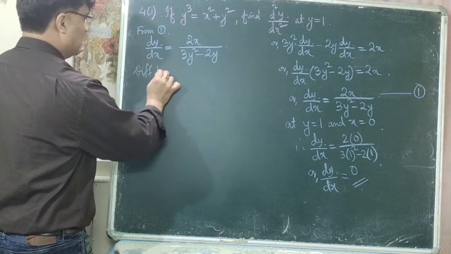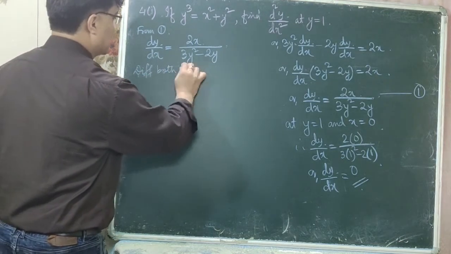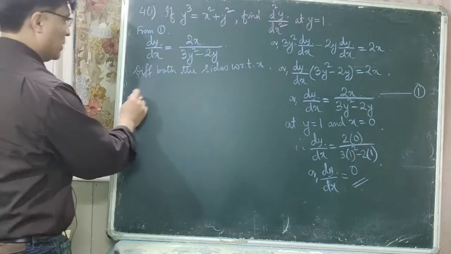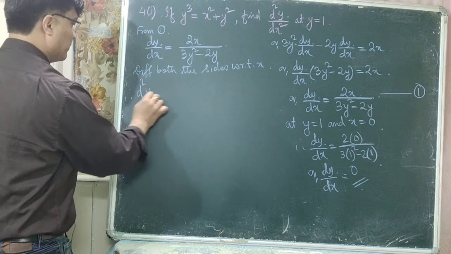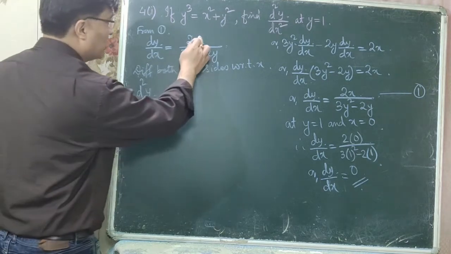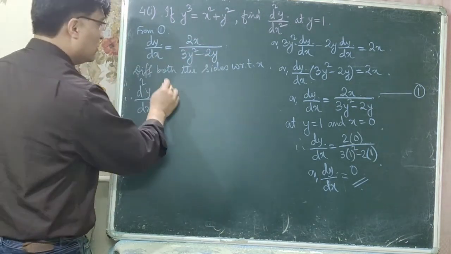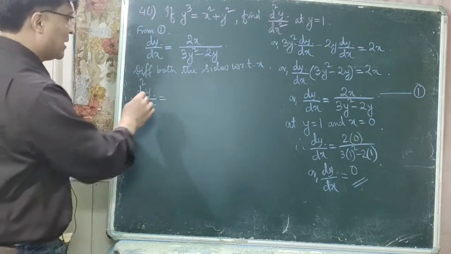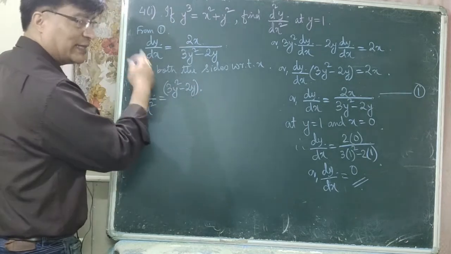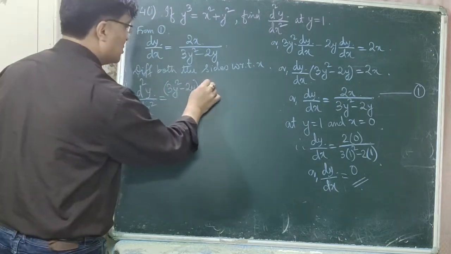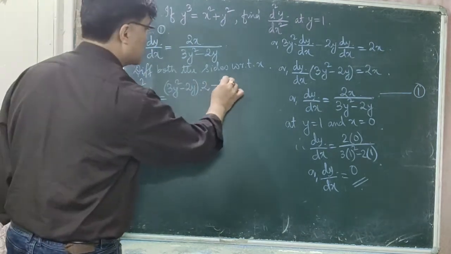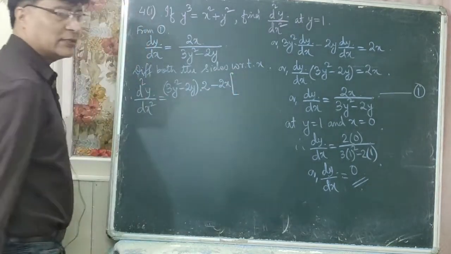So differentiating both the sides with respect to x, therefore this is your d2y by dx square is equal to, what is here? Now we can use the u by v rule. You know the u by v rule: the denominator is kept as it is, that is 3y square minus 2y, into the differentiation of the numerator with respect to x, that is 2. Is that clear? Then what sign comes in between? Minus. Now what do we keep the same? 2x.